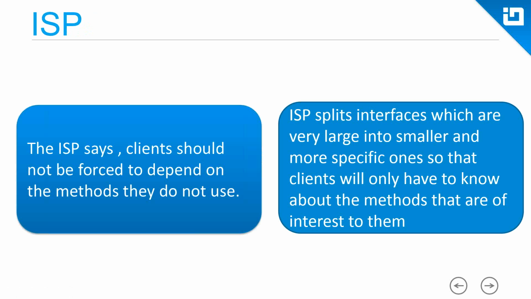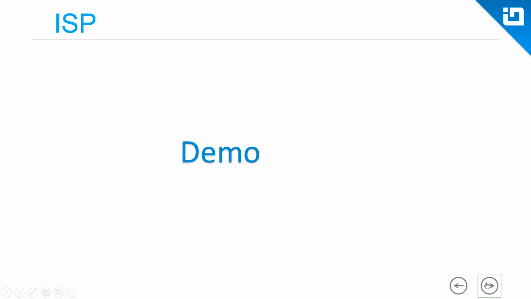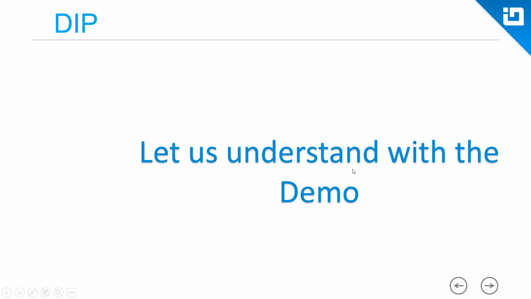interface segregation principle. So ISP says that you should have role-based interfaces. You should not have a very big interface. You should have small interfaces completing a particular task. So instead of a wide fat interface, create role-based interfaces. This is ISP. Then you have a dependency inversion principle, which says that high-level modules should not depend on the low-level modules, but both should depend on the abstraction. So today I'm sorry that we are not able to do a demo on these two, but in the next webinar definitely we are going to cover them.